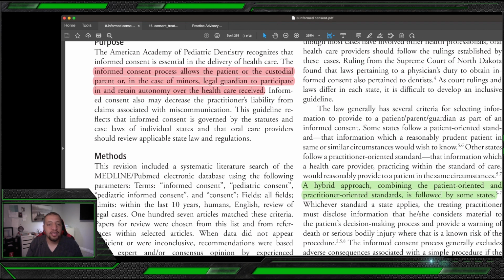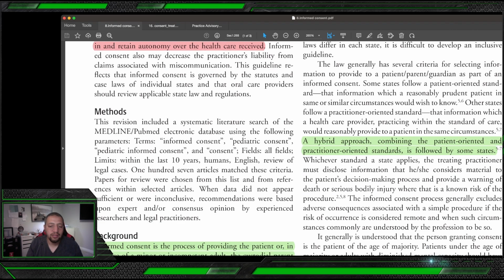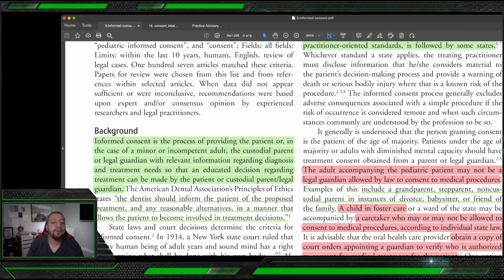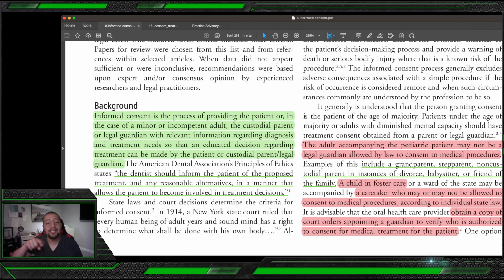Okay, and then you can read this part. It's not very important, but now the background: informed consent is the process of providing the patient, or in the case of a minor, the custodial parents or legal guardian, with relevant information regarding diagnosis and treatment needs, so that an educated decision regarding treatment can be made by the patient or the guardian. So that's why it's informed consent.